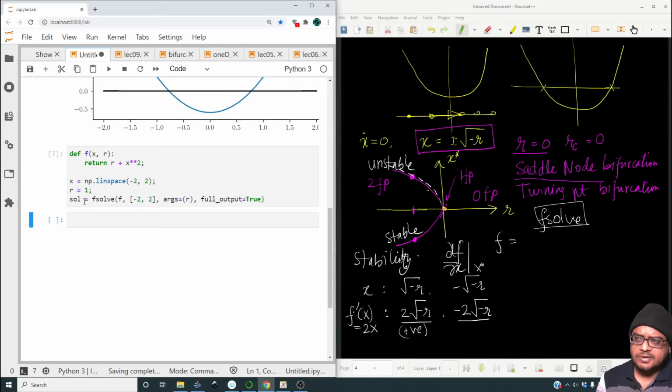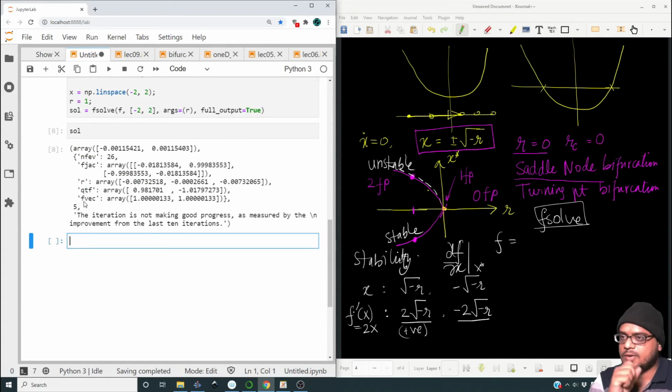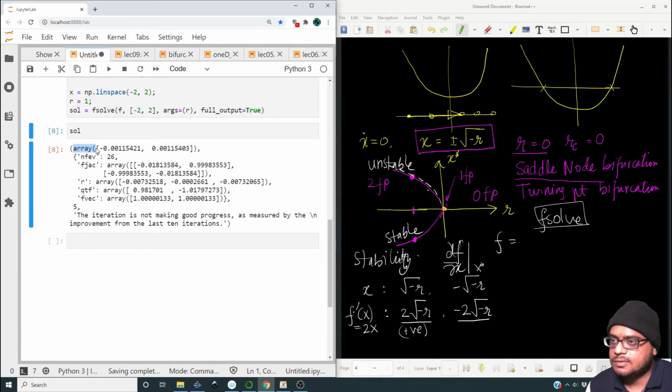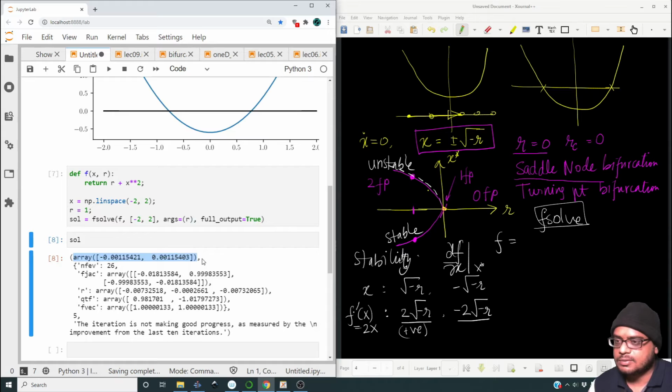Now r is positive and we expect the solution to not have converged. So let us see what sol is. Okay, excellent. It contains two values, and then it says that the iteration is not making good progress. The meaning of this is it's not able to converge properly. It's trying to do iterations, but it's finding nothing.